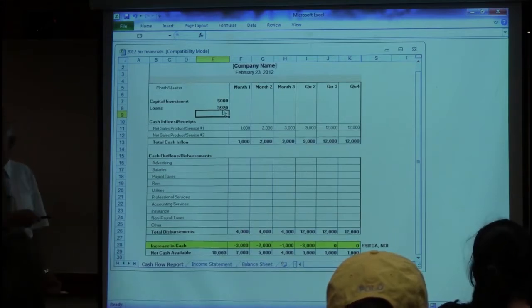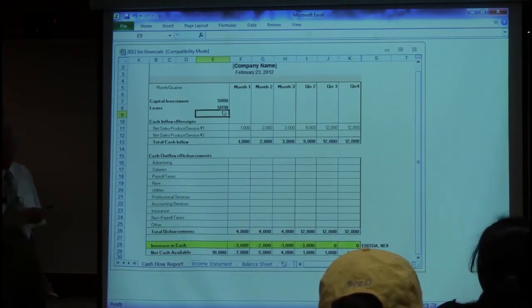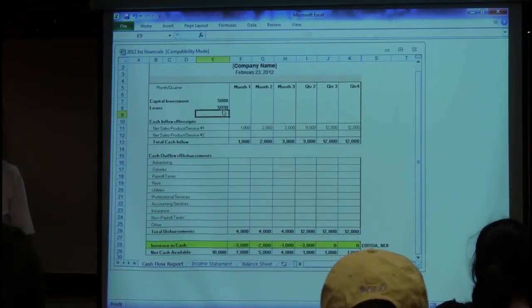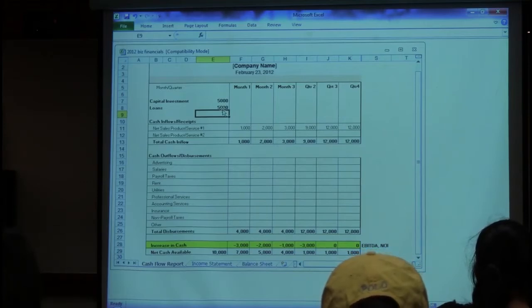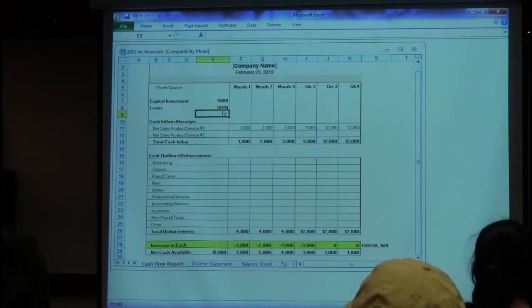Any questions about that? Yeah, what was the A again? Amortization, which just means the principal and interest that you pay on a loan. You amortize a loan over time. It's an installment basis. That's the same thing you do with your mortgage. You amortize it over 30 years. Okay, any other questions on the cash flow?